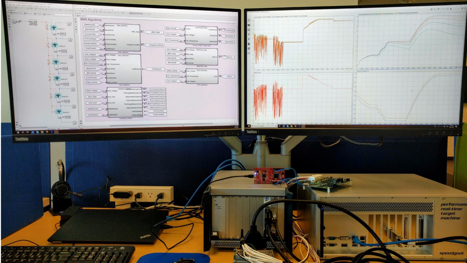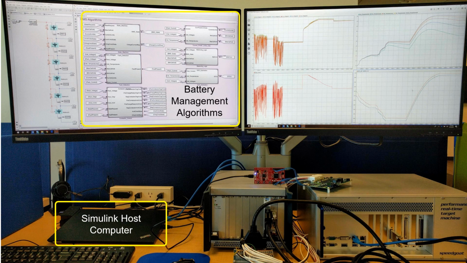This is the picture of our hardware setup. We used a laptop as a host computer. MATLAB, Simulink, and other development tools are installed on this computer. We use Simulink to design and implement various algorithms for an example battery management system and tested the functionalities of these algorithms using a detailed battery pack model created using Simscape library.